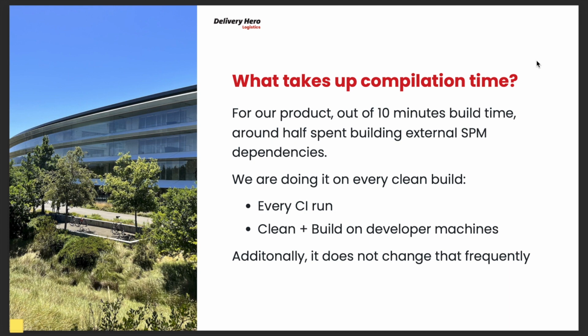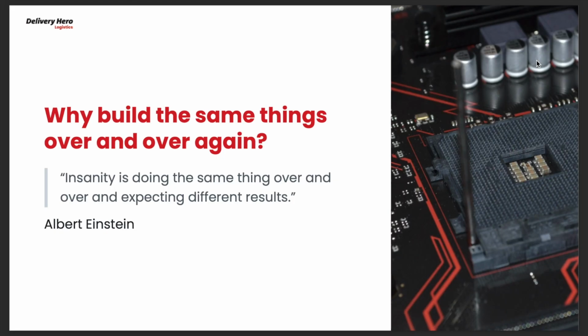But if you look closely, you would see the things that in the big picture take build time. And I've discovered that out of 10 minutes of our project building, around half is spent building external SPM dependencies, right? So your networking library, snapshot testing library. SPM just fetches the source code of it, and it's built every time. So every CI run and every clean build run on developer machines. So this thing doesn't change as frequently, right? Insanity is doing the same thing over and over again, expecting different results. So why rebuild it over and over? Makes no sense.